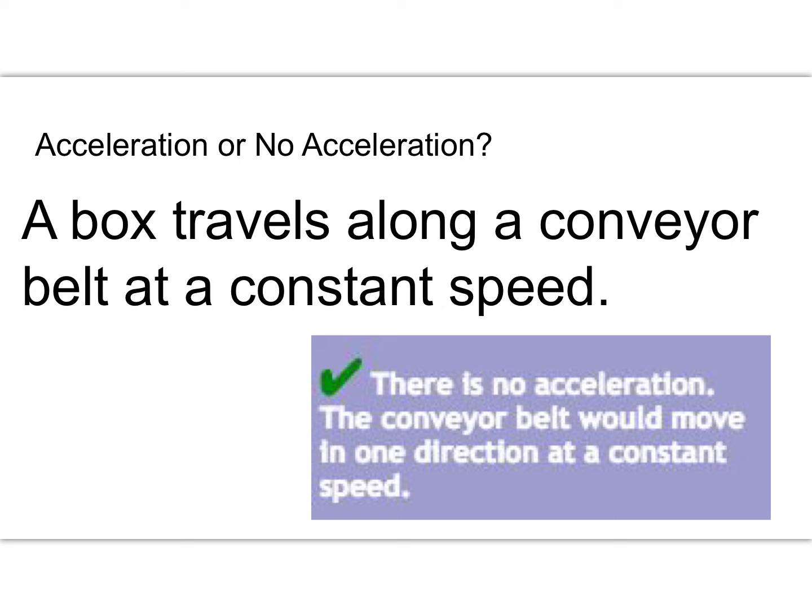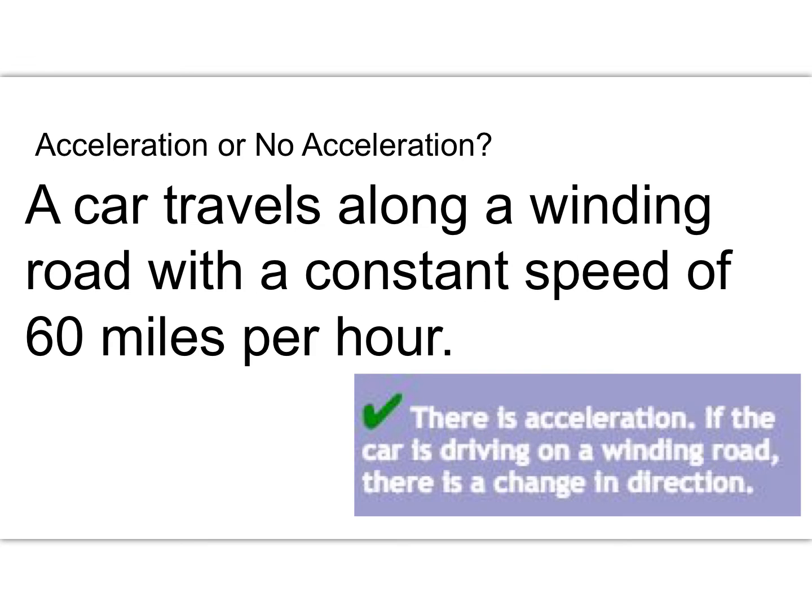So a conveyor belt is like what you put your groceries on when you're at the grocery store to send them to the checker, because both the speed and the direction remain constant, so no acceleration. A car traveling along a winding road with a constant speed of 60 miles per hour. So since the road is winding, your car is changing directions. So there is an acceleration because the direction is changing.